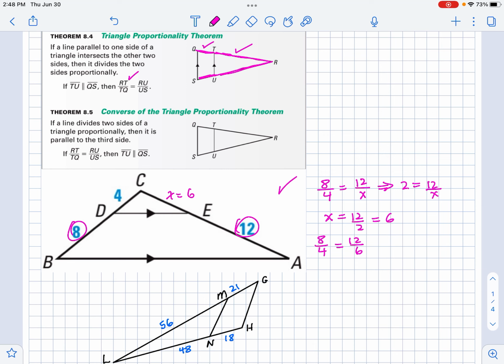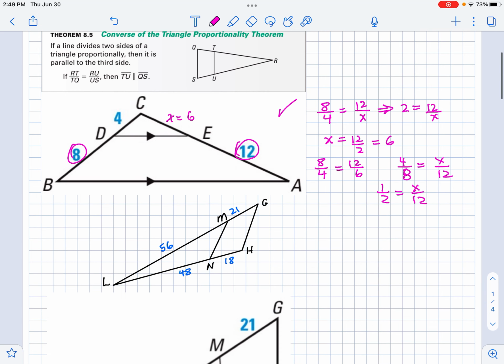Now, probably I didn't do it the best way. A better way to do this would be, let's go 4 over 8 is equal to X over 12. That way I have X on the top, and that may be a little bit easier because now we have 1/2 is equal to X over 12, and multiply both sides by 12 and we get X equals 6. So that might have been a better way to do it since I'm solving for X. But either way, you just have to be consistent. Make sure the corresponding parts line up.